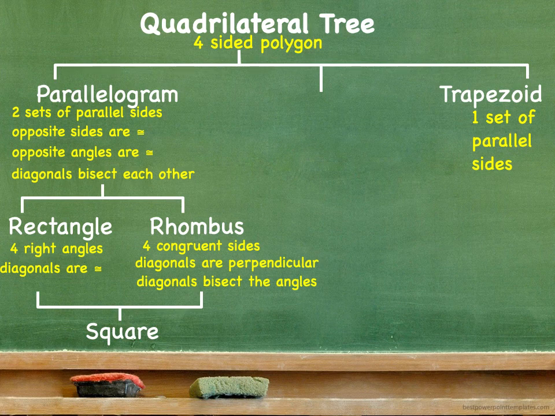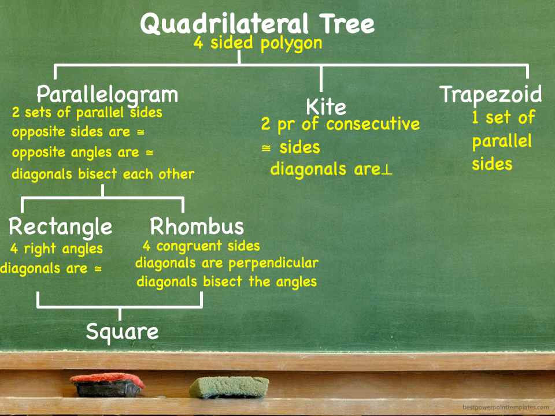Now, we have another branch, which is a kite. A kite is a quadrilateral, just like a trapezoid. All of these have four sides, but a kite specifically has two pair of consecutive congruent sides. The diagonals are perpendicular. And you have exactly one pair of opposite angles being congruent. Now again, this quadrilateral tree, you need to be able to create it. You need to be able to write down all the properties specifically applying to each one. So you might want to pause it and continue.